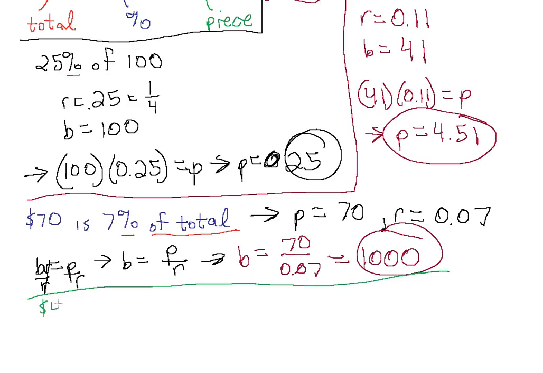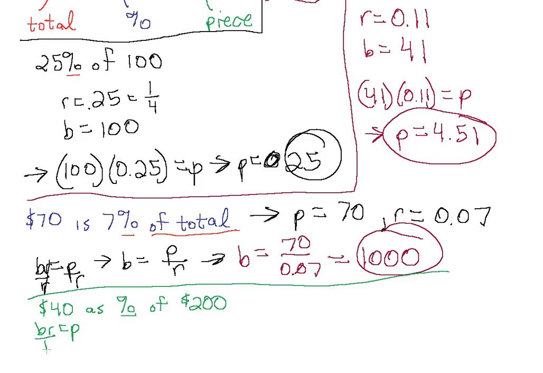Let's say we want to express $40 as a percentage of $200. So we want to express $40 as a percentage of $200. Well, here what we're being asked to find is actually the rate. So we're going to take our formula BR equals P, and we're going to solve for R. We want to know our rate, our percentage.